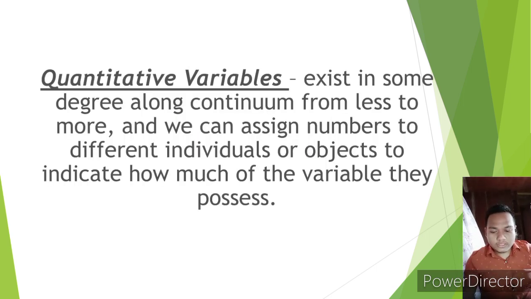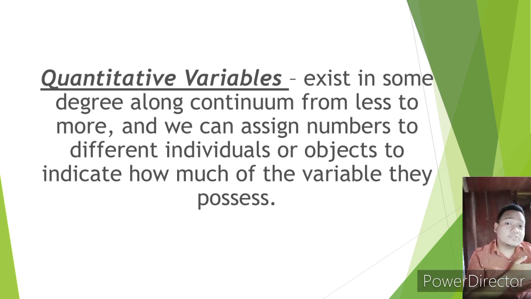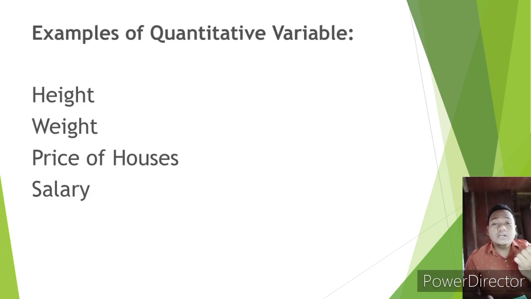Okay, so quantitative variables exist in some degree along a continuum from less to more, and we can assign numbers to different individuals or objects to indicate how much of the variable they possess. So quantitative variables refer to numerical data. For example, we can assign numbers to them. So one obvious example of this is your height. With your height, you can determine if you are 5'10", 5'4", 5'3", 6'1", or 6 flat. So we can assign numbers to height.